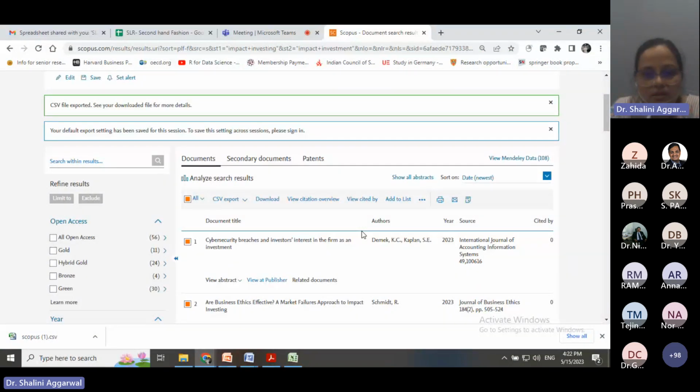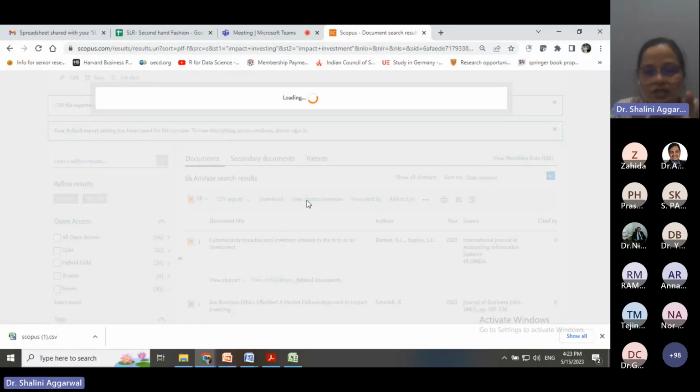One minute, just. CSV export, no, you cited, add to list. Here also you can create references, right? And let me take you to a new citation overview. Just give me a minute. I'm trying to see something. Oh, it got stuck, I feel.